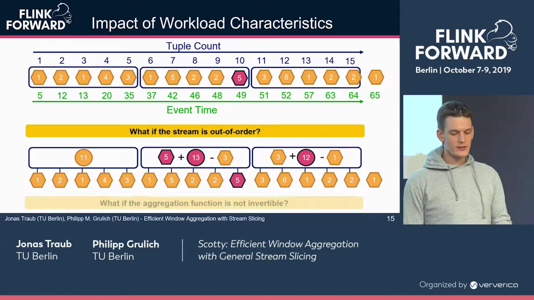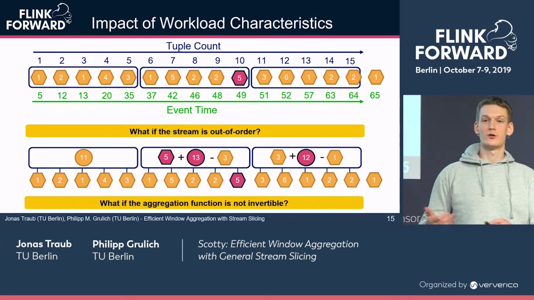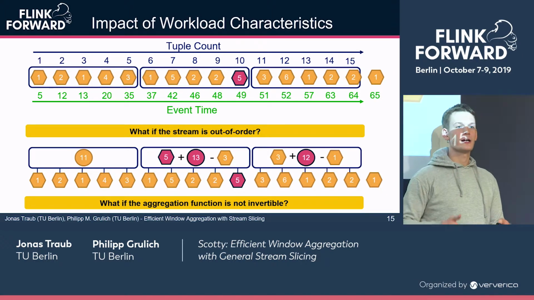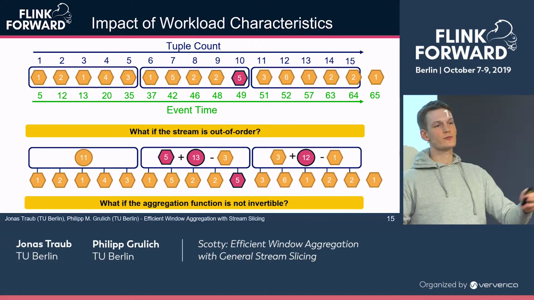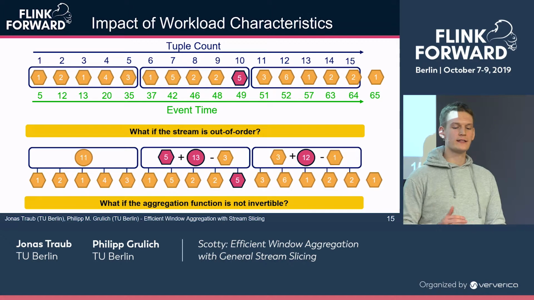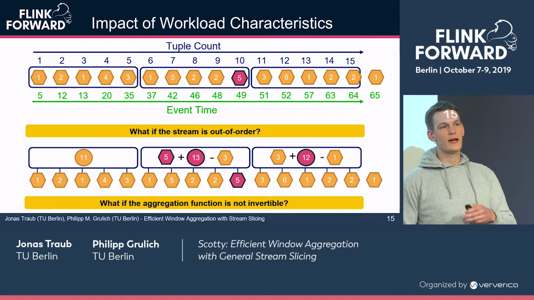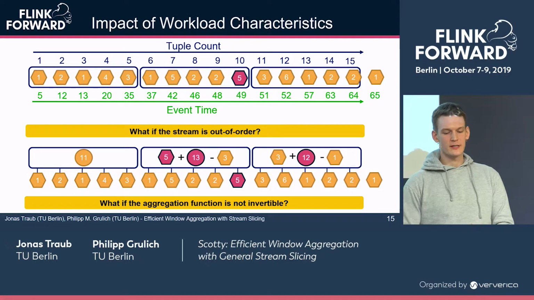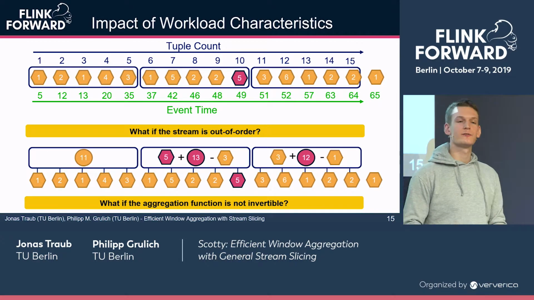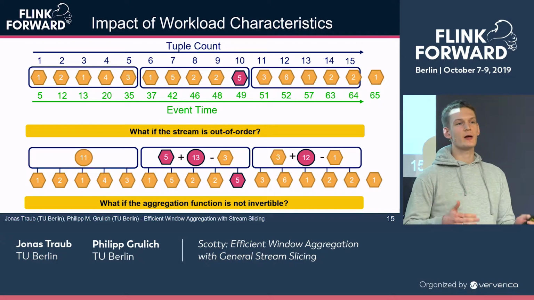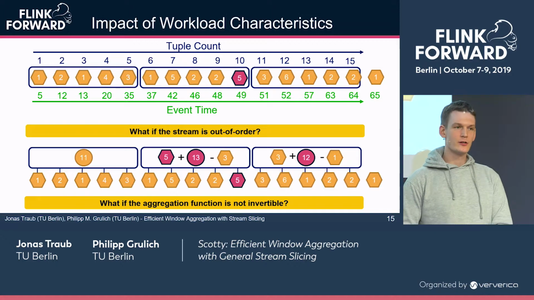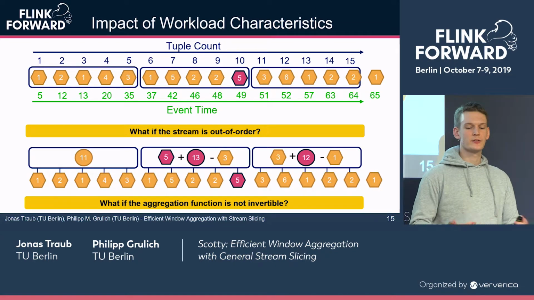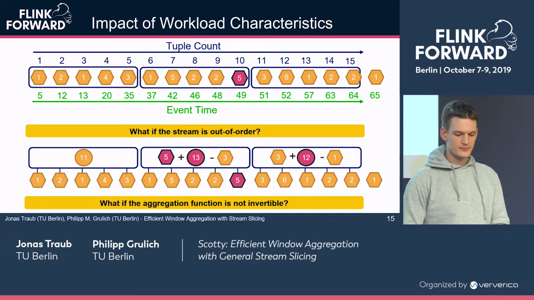So now the next question would be, what if the aggregation function is not invertible? And you see how this basically continues to a decision tree where, depending on the different query characteristics and the stream characteristics, you can end up with quite different ideal executions for your window aggregation. And if you look at our stream slicing paper we had at EDBT, you will find exactly those decision trees which describe how Scotty, depending on which windows or query definitions you post to the system, adapts to those workload characteristics.